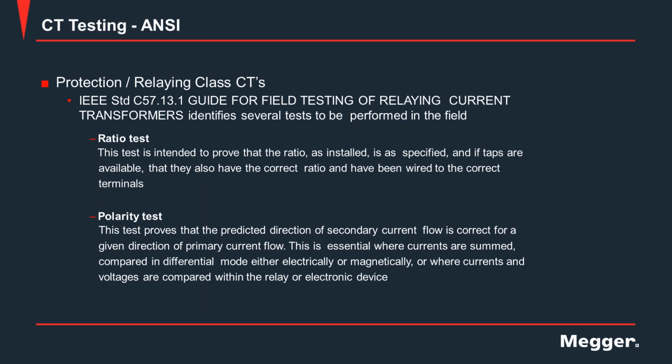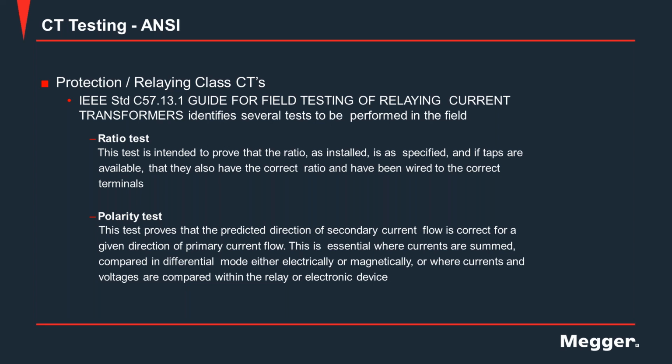Now, let's talk about the tests defined by the IEEE standard C57.13.1. This standard is a guide for field testing of relaying current transformers. These are the important tests as defined by the IEEE standard. First is the ratio test. This test is intended to prove that the ratio is correct as installed, as specified, and if it is a multi-tap, that it is correct and available.